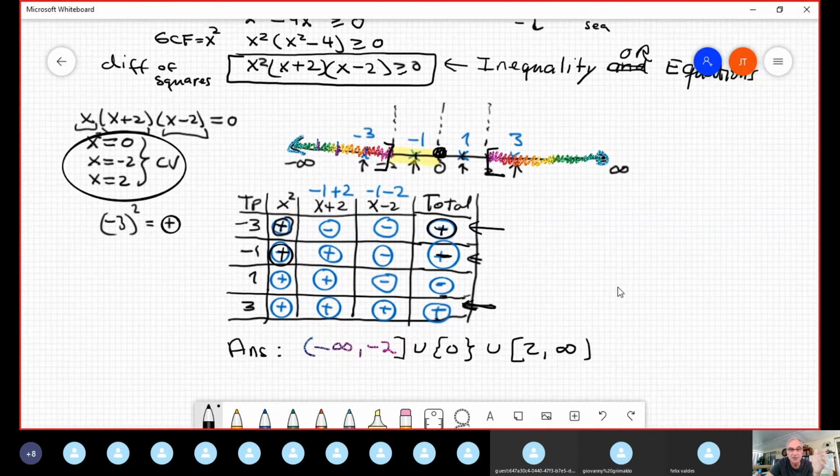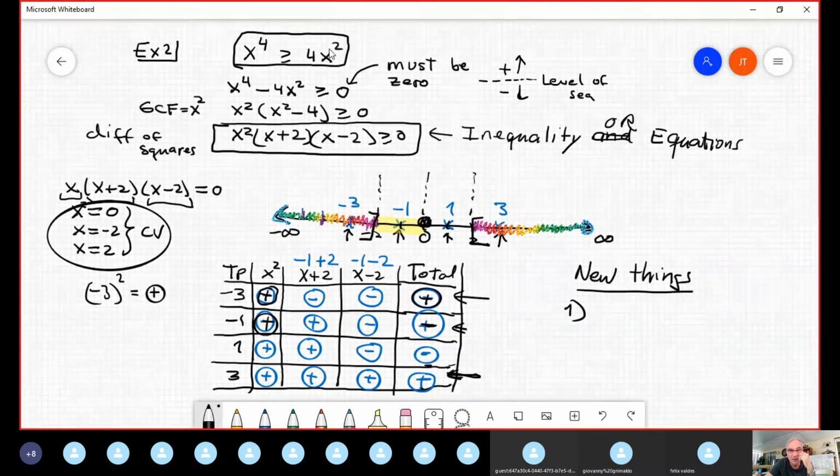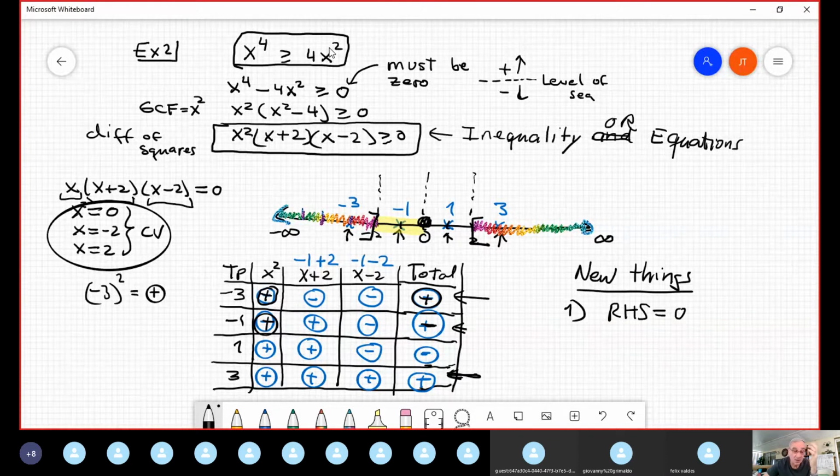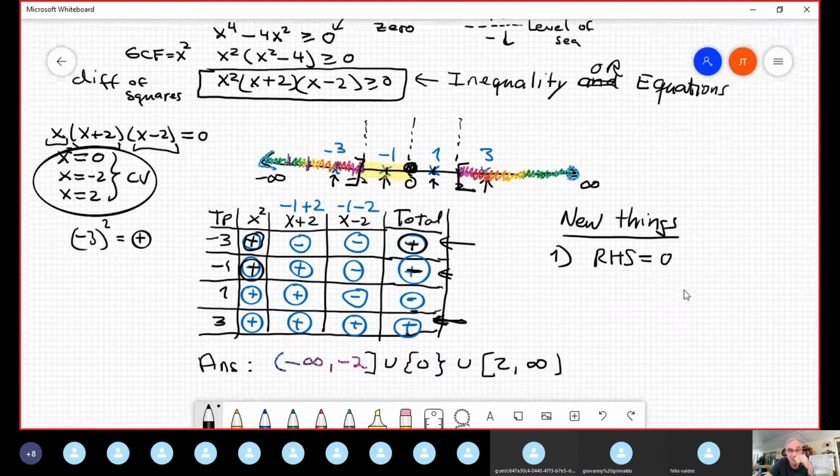The new thing that this example brings me is, okay, let me enumerate. New thing that this example brings me. Number one is that you need to manipulate the inequality in order to express it with the right-hand side equal to 0. In the first example, it was given this condition, but not always does it happen. You need to manipulate. This is the new thing.